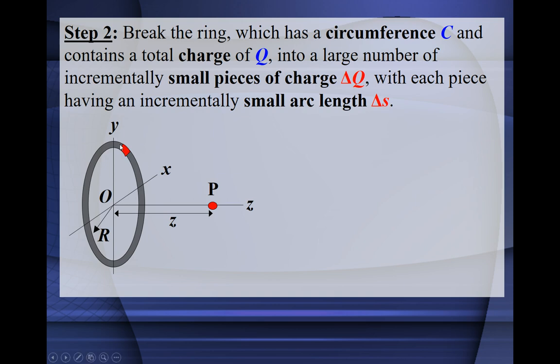I have my differential arc length element, which just means a very, very tiny chunk of the ring. And it has an arc length that is delta S, and it has a charge delta Q that is contained within it. So again, just one small chunk of the entire circumference.